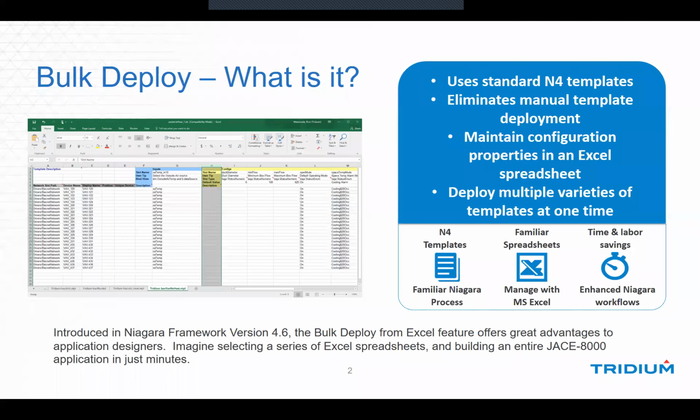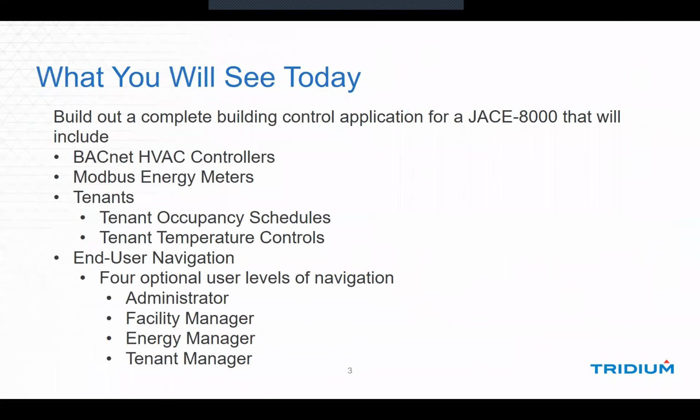In addition, it will let you deploy multiple varieties of templates at one time. So just imagine selecting an Excel spreadsheet, hitting the Go button, and building an entire JACE 8000 application. That's what we're going to do today. We're going to build an application for a JACE 8000 that will have some BACnet HVAC controllers, some Modbus energy meters. We're going to add tenants for the occupants of the building, and we're going to add 4 specific end-user navigations.